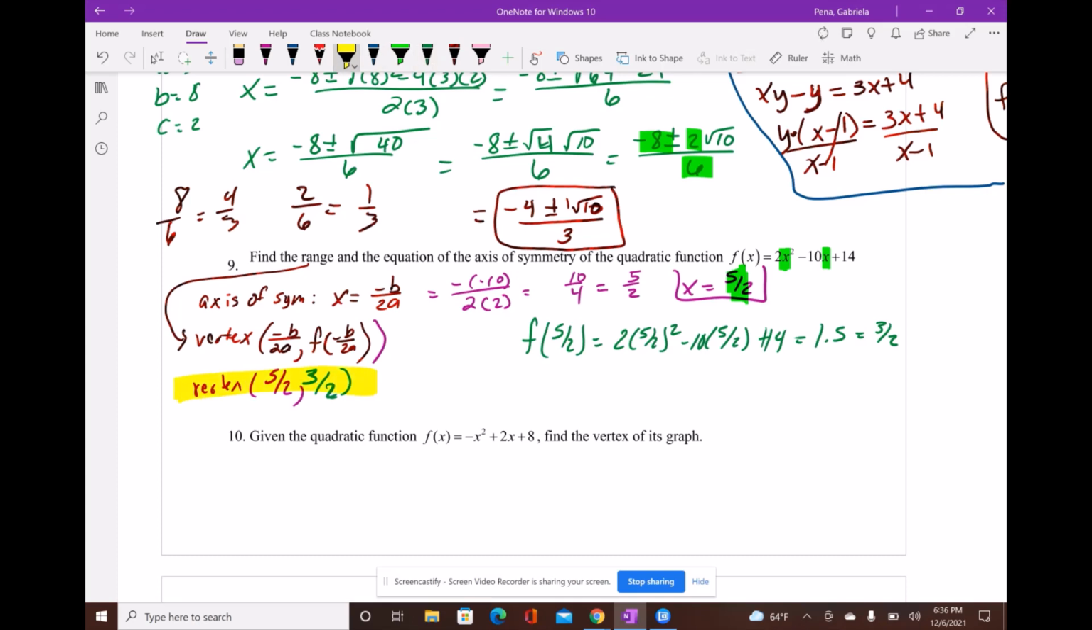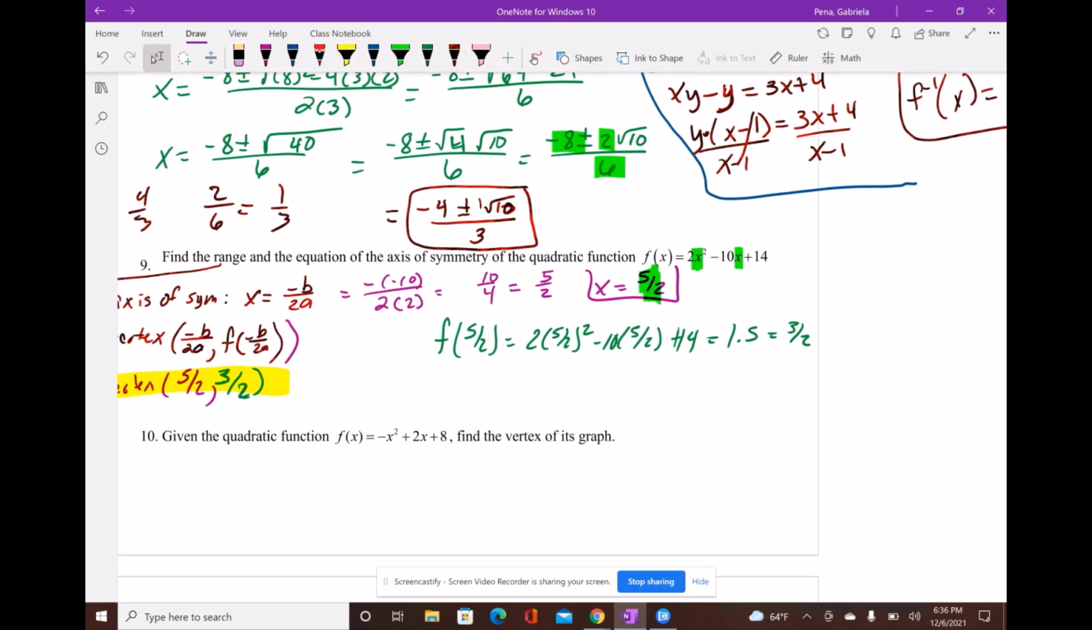Now, a vertex, we need to understand, is the tip of that parabola. So I have 1.5 and 2.5, which is about right there. That's my vertex. Sorry, I wrote it down wrong. It's 2.5 and 1.5 right there. That's the vertex. Is this vertex going to open up or down?